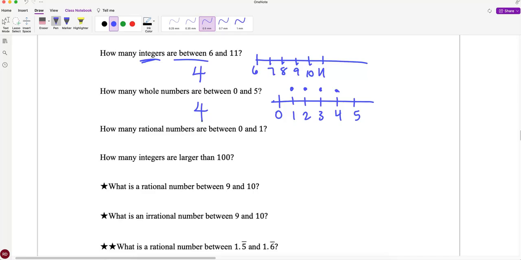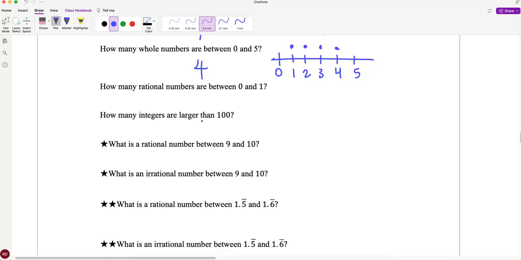How many rational numbers are between 0 and 1? So here's 0, here's 1. Well, so 1/2 is a rational number. 3/4, 1/4. What do we think? There are infinitely many numbers in there. You know, you could do like 3/4, 4/5, 5/6, 6/7, 7/8, 8/9, 9/10. Okay, so they're infinite.